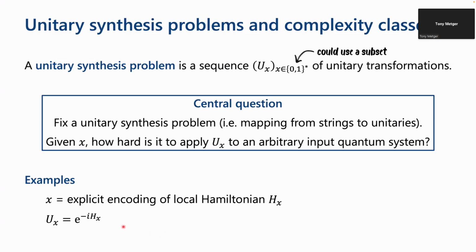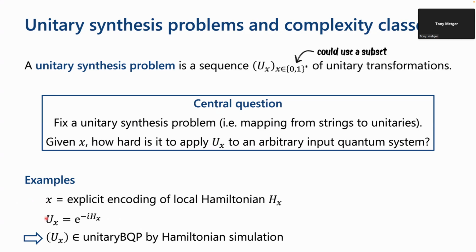Here's the one that we had at the start. I give you some explicit encoding of a local Hamiltonian. The unitary I want you to apply is the time evolution. This again is in unitary BQP by Hamiltonian simulation. There's some algorithm that does this to very good precision given the description of the Hamiltonian.